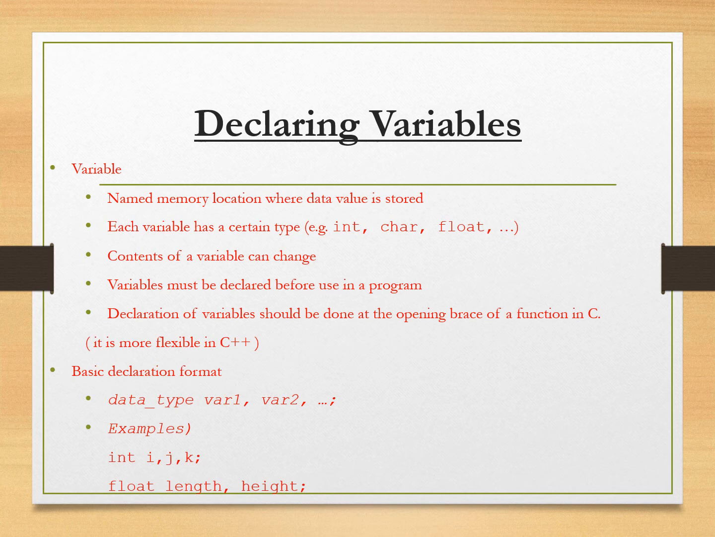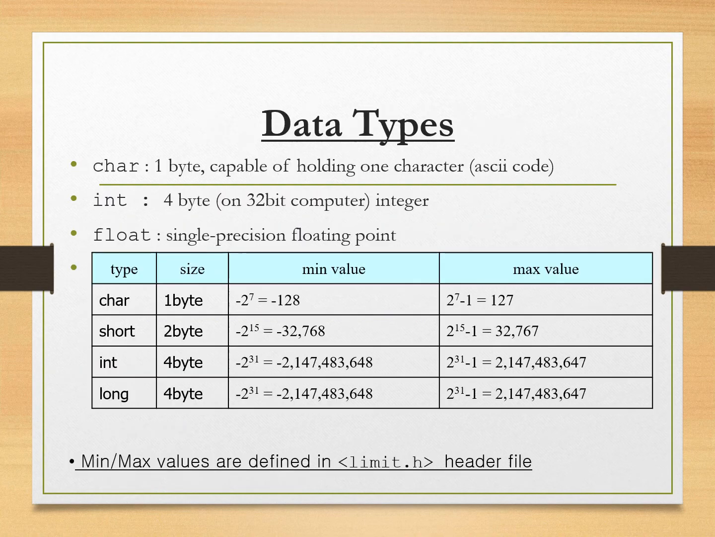There is a basic declaration format for declaring variables: data type followed by variable name. For multiple variables, a comma is used as the variable separator. Example: int i, j, k.